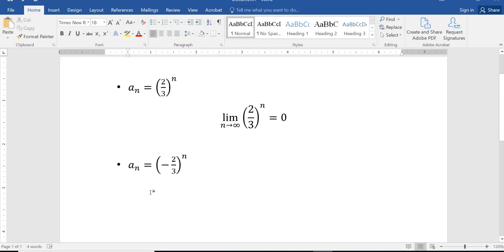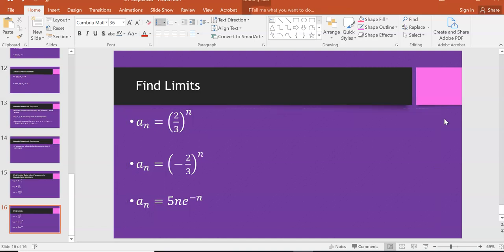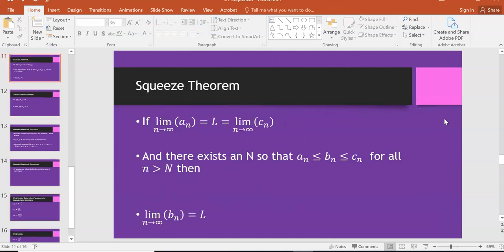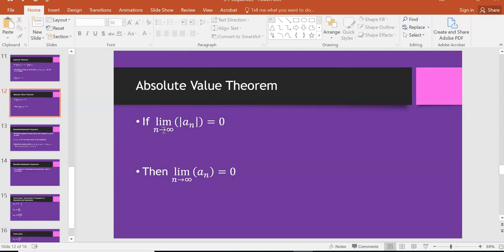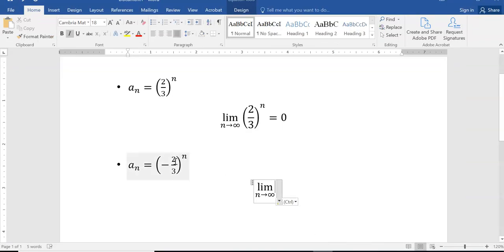In a similar way, for this one, remember that theorem we said earlier, which said if the limit of the sequence when I throw away the positive and negative signs goes to 0, then the limit of the sequence with positive or negative signs also has to go to 0. This is the absolute value theorem. So if you do this and get 0, the negative is just going to give you the same thing, but with negatives and positives.